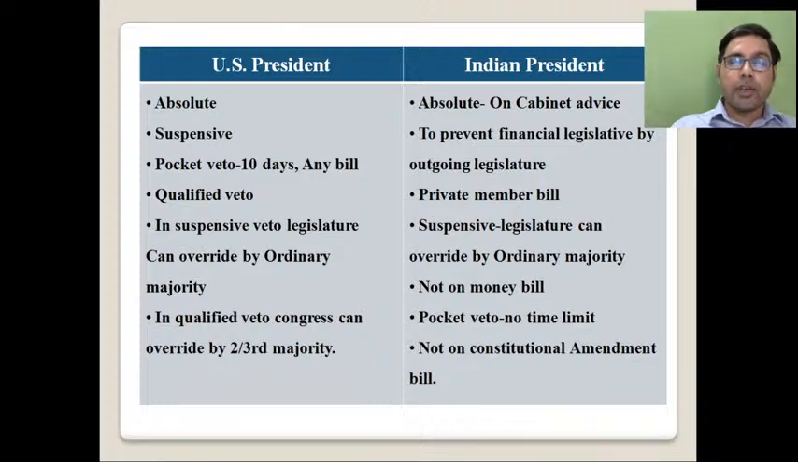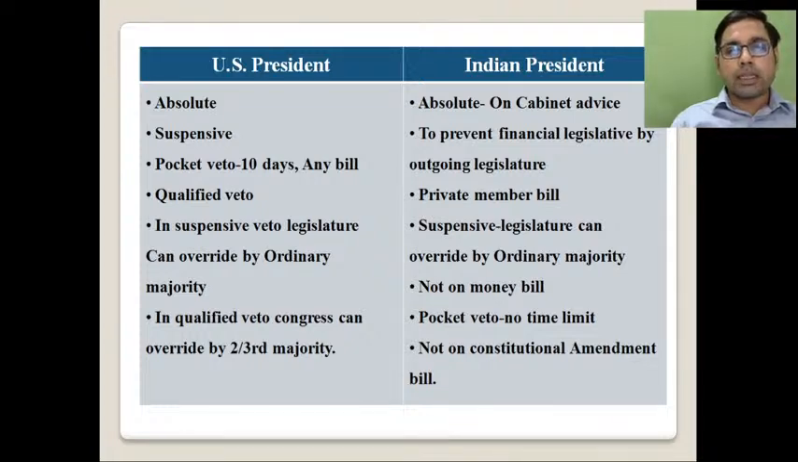They can again send back the same bill even without any modification. And in case of qualified veto, if the US president has raised certain objections on certain provisions of the bill and sent it back to both the houses, the US Congress can override those objections by a 2/3 majority, and they may send back that bill without any modification. So keep in mind, in case of ordinary suspensive veto, the US legislature overrides by a simple majority. In case of qualified veto, the US legislature overrides with a special majority of 2/3 members.